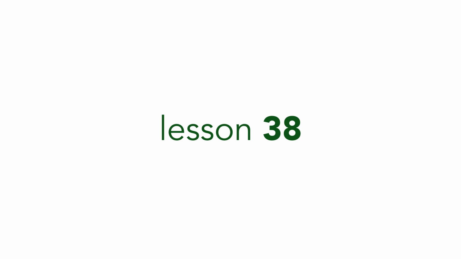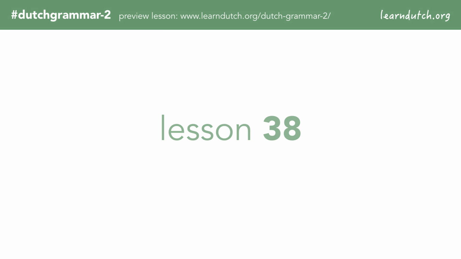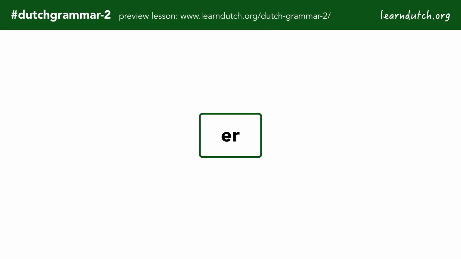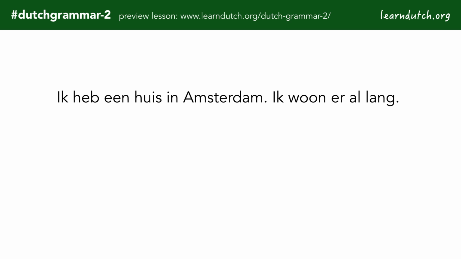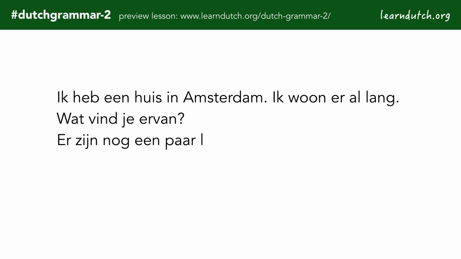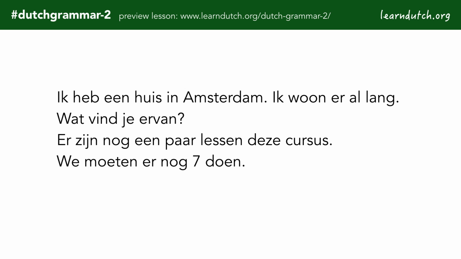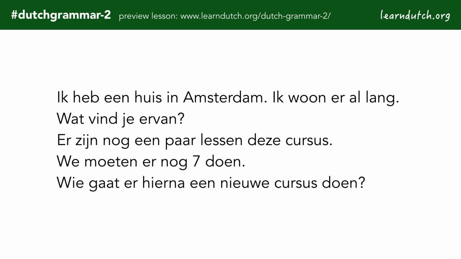Welcome to lesson 38 and welcome to a new chapter, an entire chapter about just two letters, the word er. Something that appears to be really difficult for Dutch learners. Let's have a look. Ik heb een huis in Amsterdam. Ik woon er al lang. Wat vind je ervan? Er zijn nog een paar lessen in deze cursus. We moeten er nog 7 doen. Wie gaat er hierna een nieuwe cursus doen?